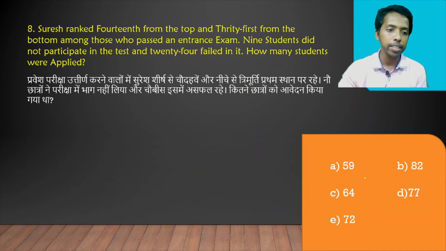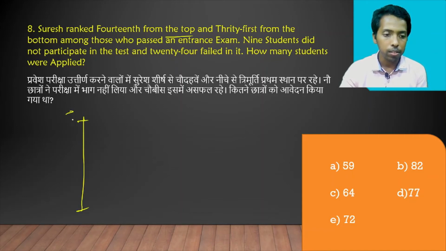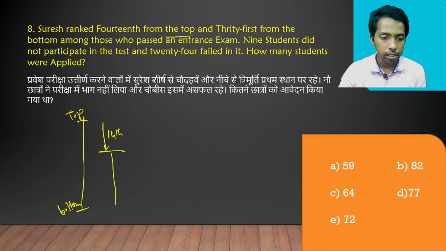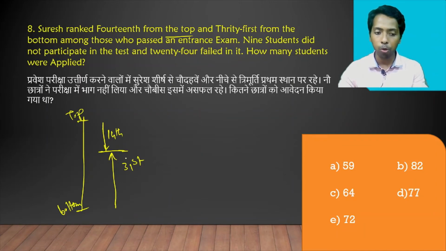Moving to question number 8 here. Suresh ranked 14th from the top. This is the top point and this is the bottommost position. Again the same person's ranking is given here, that is Suresh, 31st from the bottom. So the same person's position from either end is given, from top and from bottom.